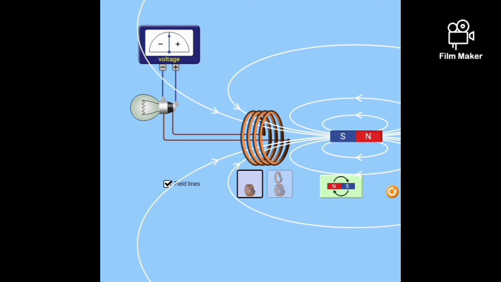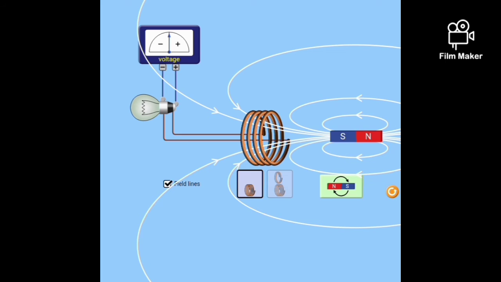Okay, so this was discovered by Michael Faraday, and he came up with the laws of electromagnetic induction, one named after him, and that is called Faraday's law. Faraday's law states that the magnitude of the induced e.m.f. is directly proportional to the rate of change of magnetic flux linking the coil.